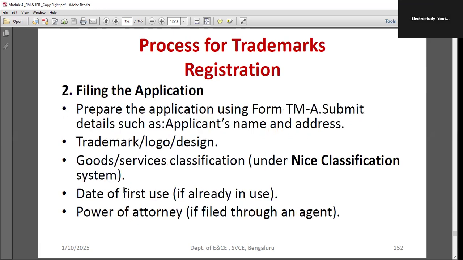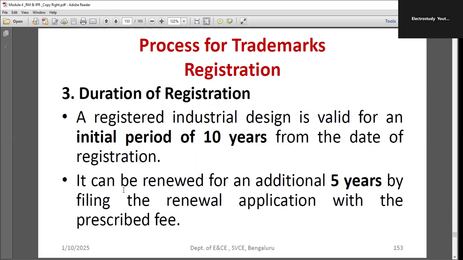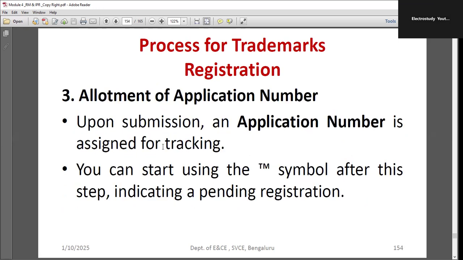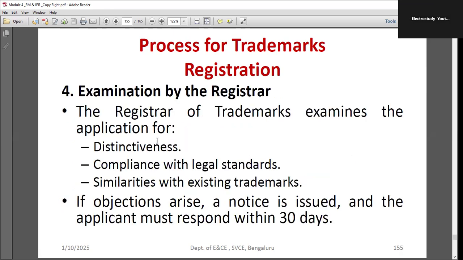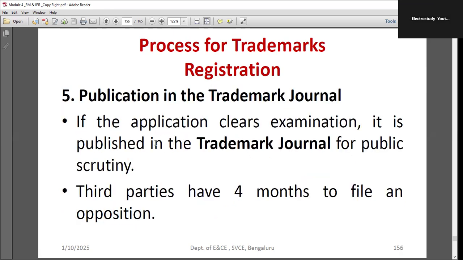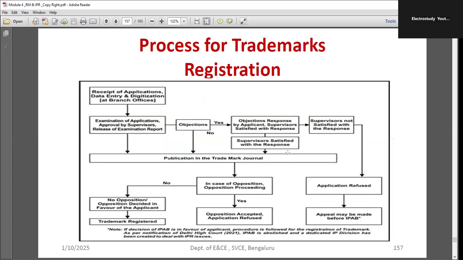Then filling the application. All the formality we have explained. Then duration, validity is 10 years once you have registered. Then allotment application number will be given from the trademark by filling the trademark e-registration. Then examination by the trademark registrar. Then opposition, within 4 months you are supposed to go for the opposition, 3 to 4 months. Then the process of trademark registration is given in the flow chart. This point also you can remember.